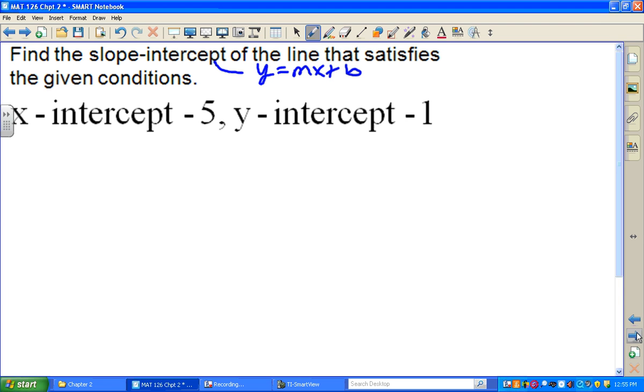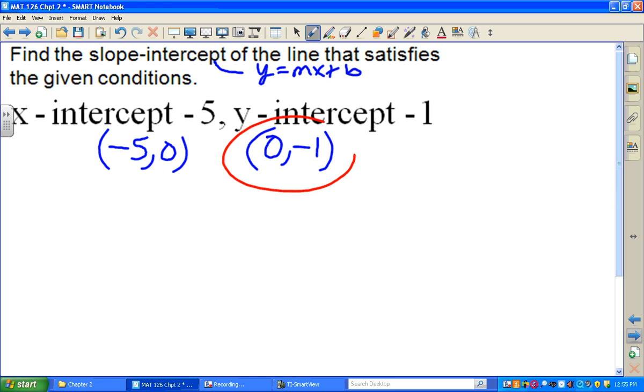All right, let's see what we did. Ready? All right. X-intercept of negative 5. That means it's negative 5, 0 is one point. And the y-intercept is 0, negative 1. Now, I'm sure everybody in the room knows that the y-intercept is the same as the b. So in this case, I can put in an x, I can put in a y, and I can solve for m if I wanted to.